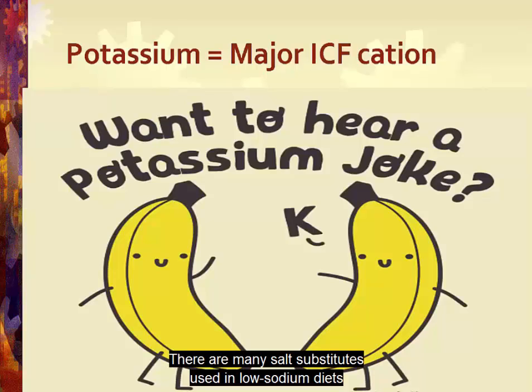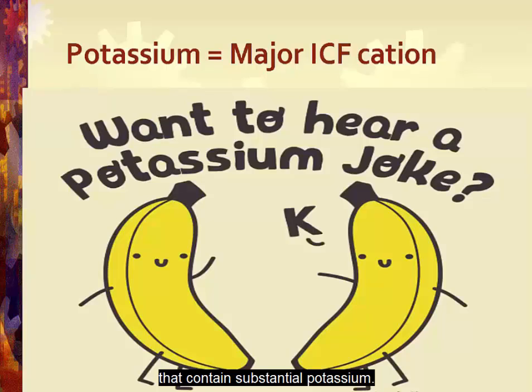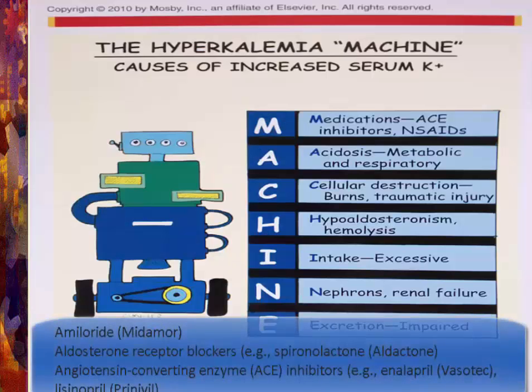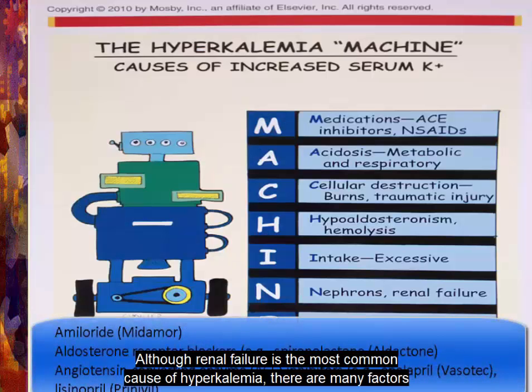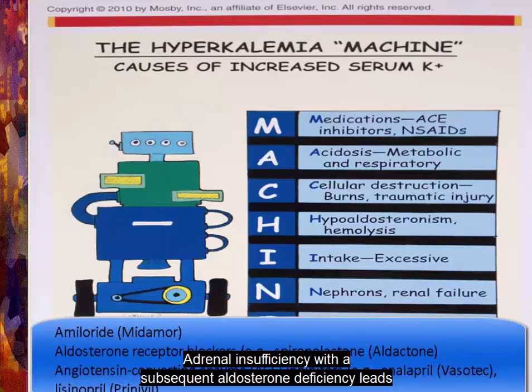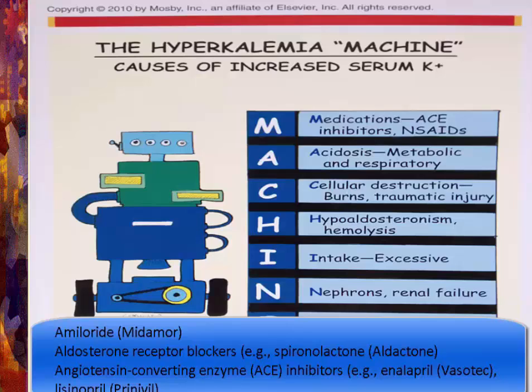There are many salt substitutes used in low-sodium diets that contain substantial potassium, and large urine volumes can be associated with excess loss of potassium in the urine. If kidney function is significantly impaired, retained potassium can lead to toxic levels. Although renal failure is the most common cause of hyperkalemia, there are many factors that lead to this electrolyte imbalance. Adrenal insufficiency with the subsequent aldosterone deficiency leads to retention of potassium.